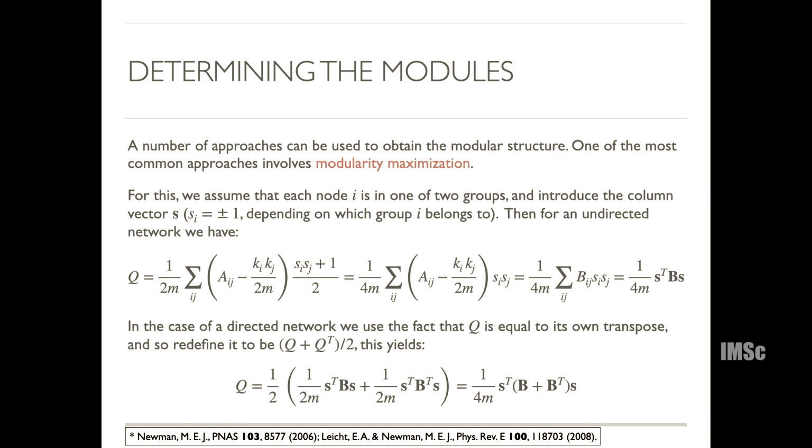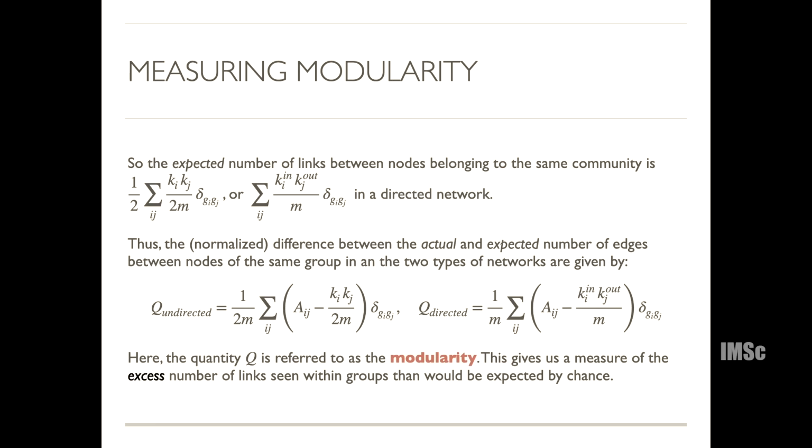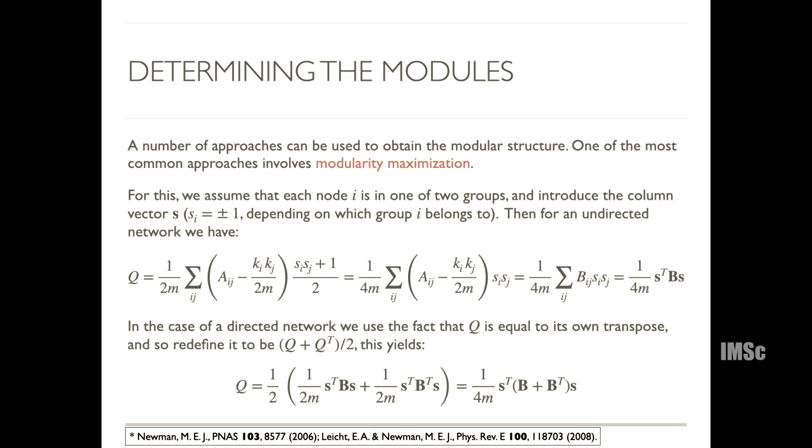So to answer that question, we say, all right, let's just assume that each node i is in one of two groups, and introduce a column vector s which has just two values, +1 or -1, depending on which group it belongs to, right? So if you do this for the case of an undirected network, remember you had Q defined over here, but now this delta you can actually just write in this form over here. It's just using the properties of s. So basically when i and j are the same, either both +1 or both -1, this becomes a 1, so 2, so this cancels out, right?